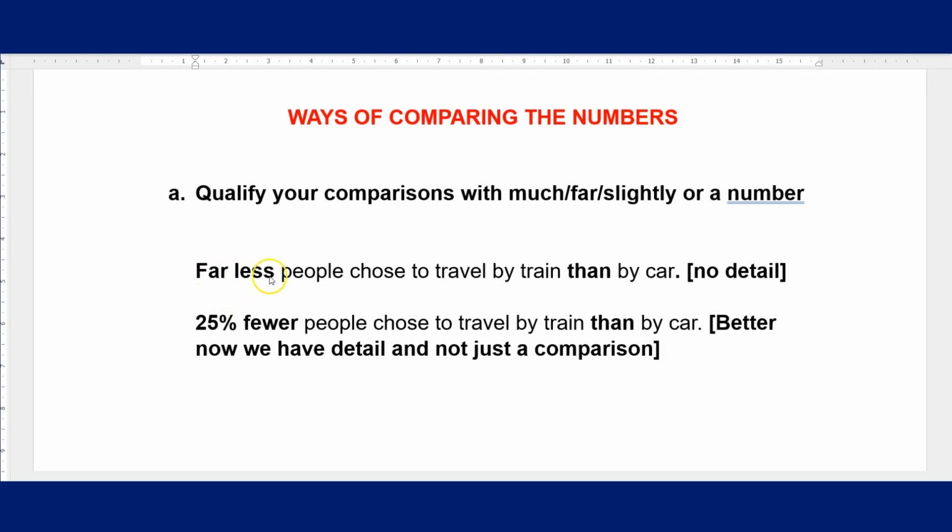The first one is far fewer people chose to travel by train than by car. You can see this one, there is no specific number of people who chose to travel by train and by car, but we can make it more specific by bringing the percentage here. So 25% fewer people chose to travel by train than by car. Okay, so you have seen that we brought in the detail and not just the comparison. We just brought in the specific detail. All right, let's go to the next method.